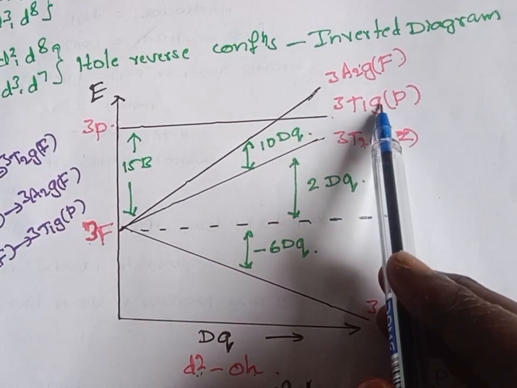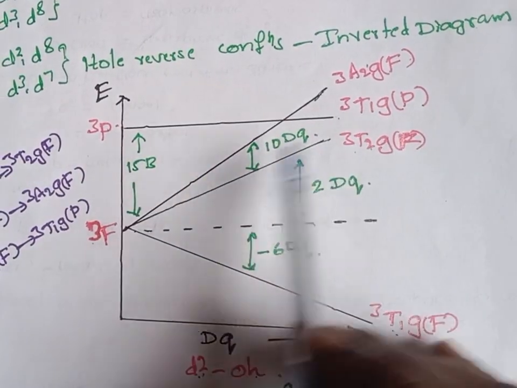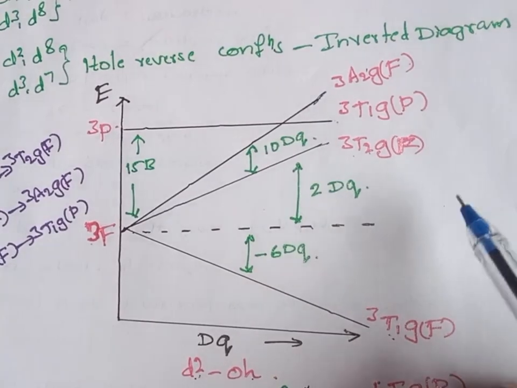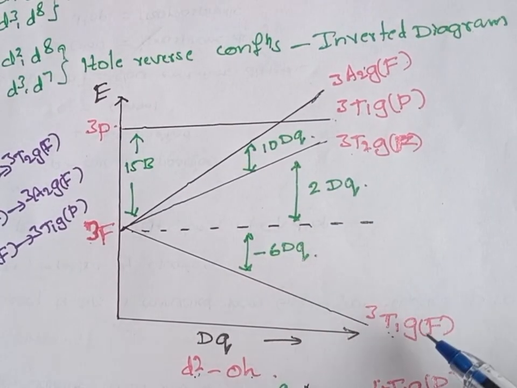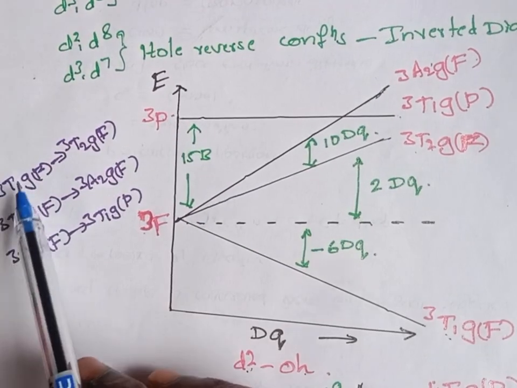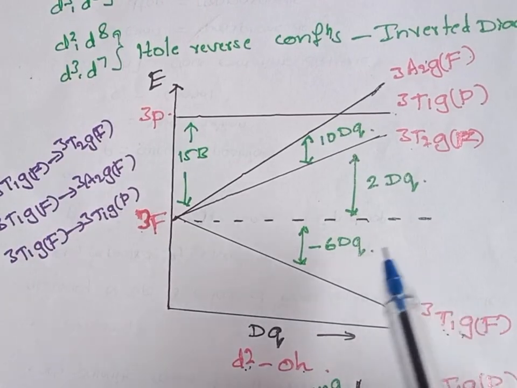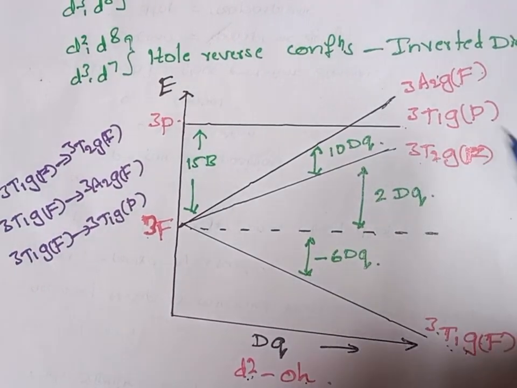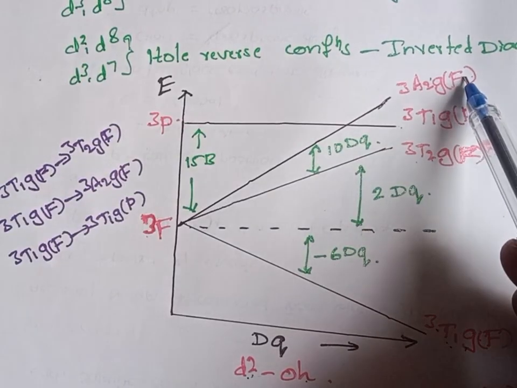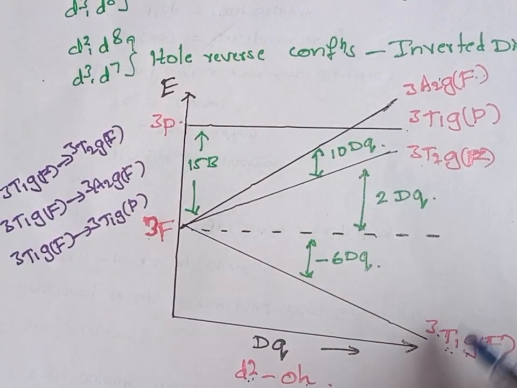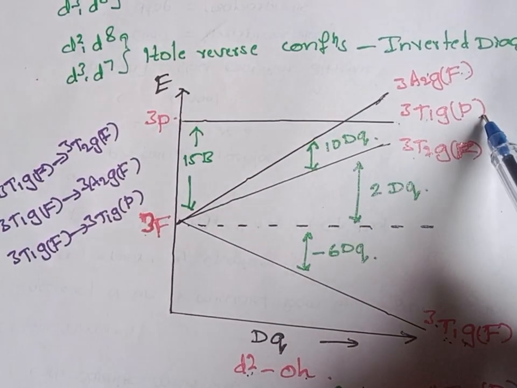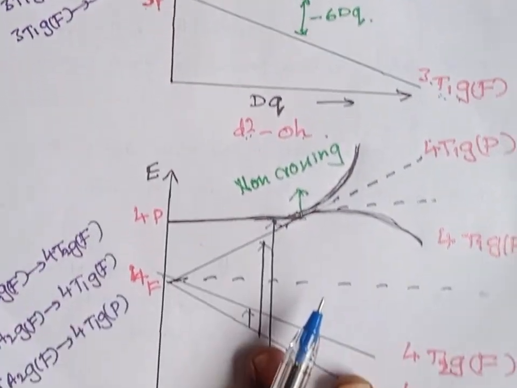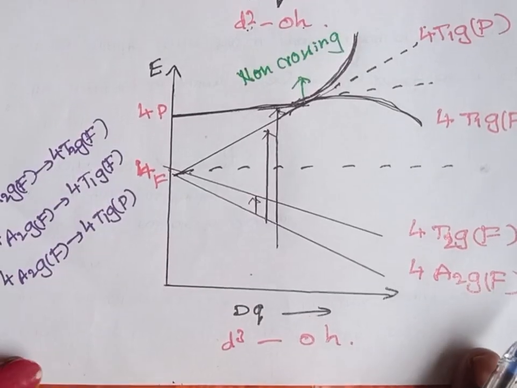So T1G from P term. The splitting diagram will look like this. Here 3 transitions are taking place. One is triplet T1GF to triplet T2GF, and triplet T1GF to triplet A2GF, and triplet T1GF to triplet T1GP. Okay.